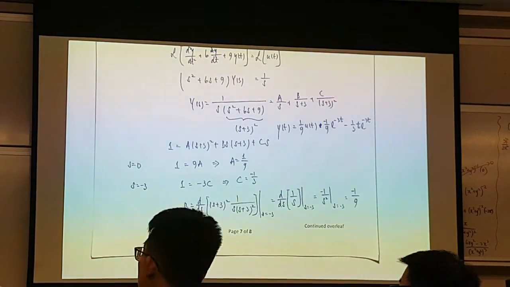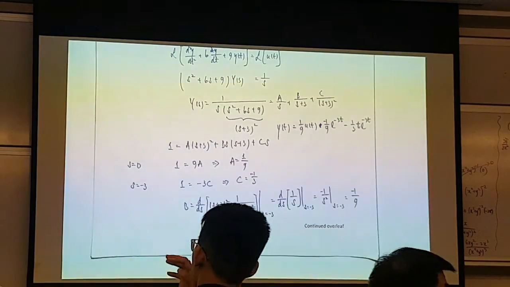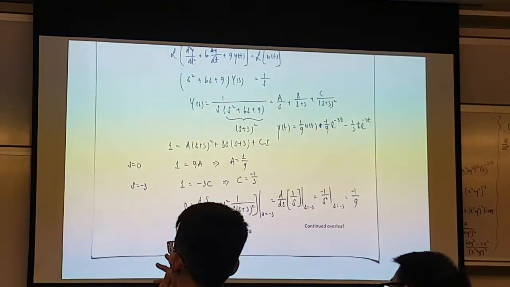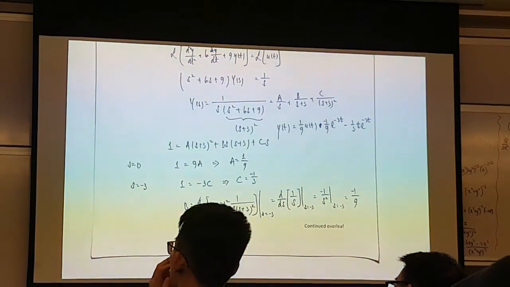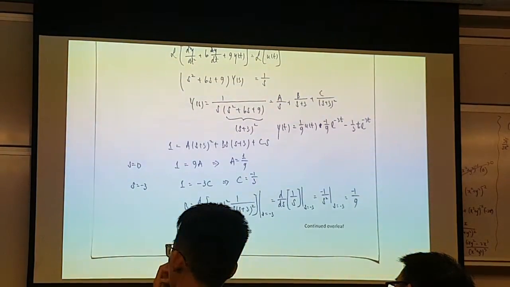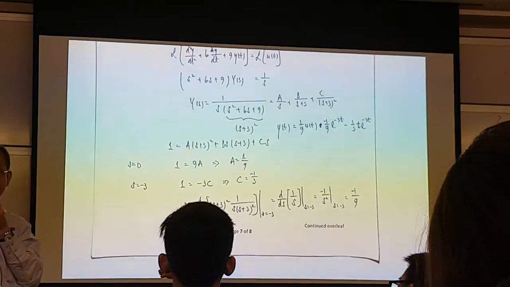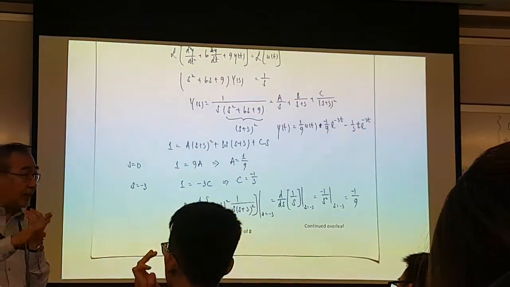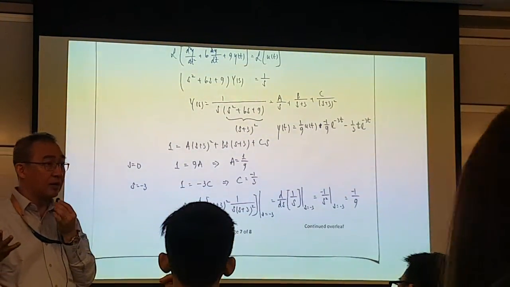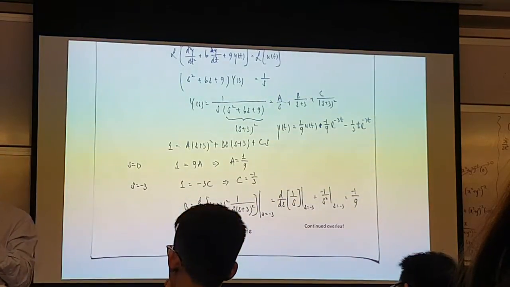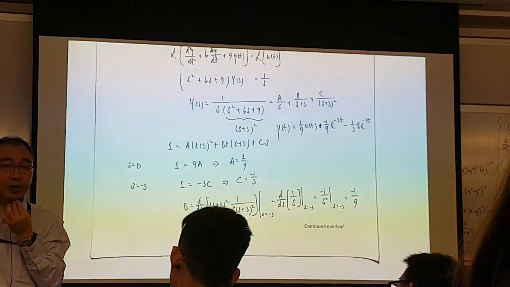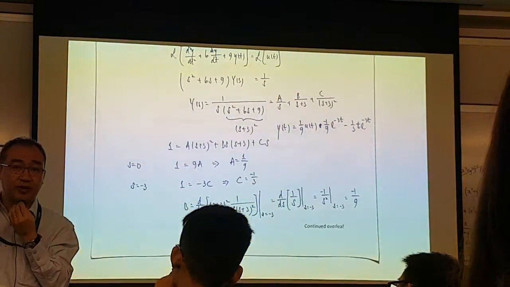When you inverse Laplace, this is 1 over 9s, so you get 1 over 9 u(t), which indicates it's a step function. If you don't indicate the u(t), it's okay. But sometimes we do indicate that, to tell you that this actually is a step function.